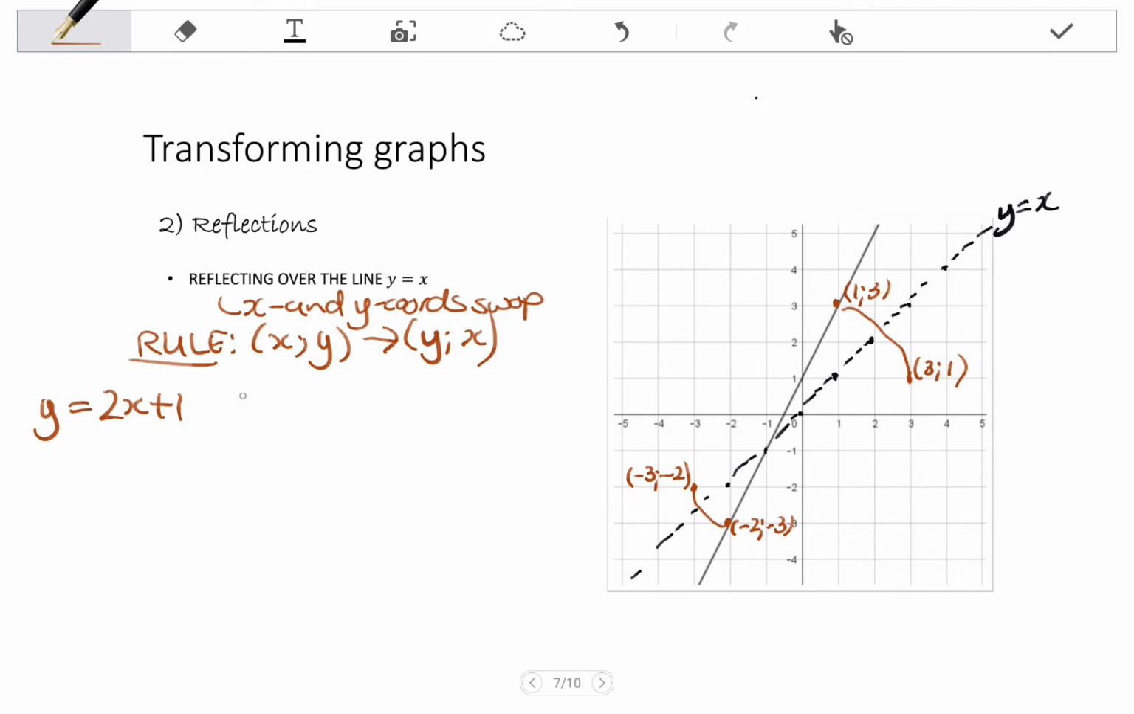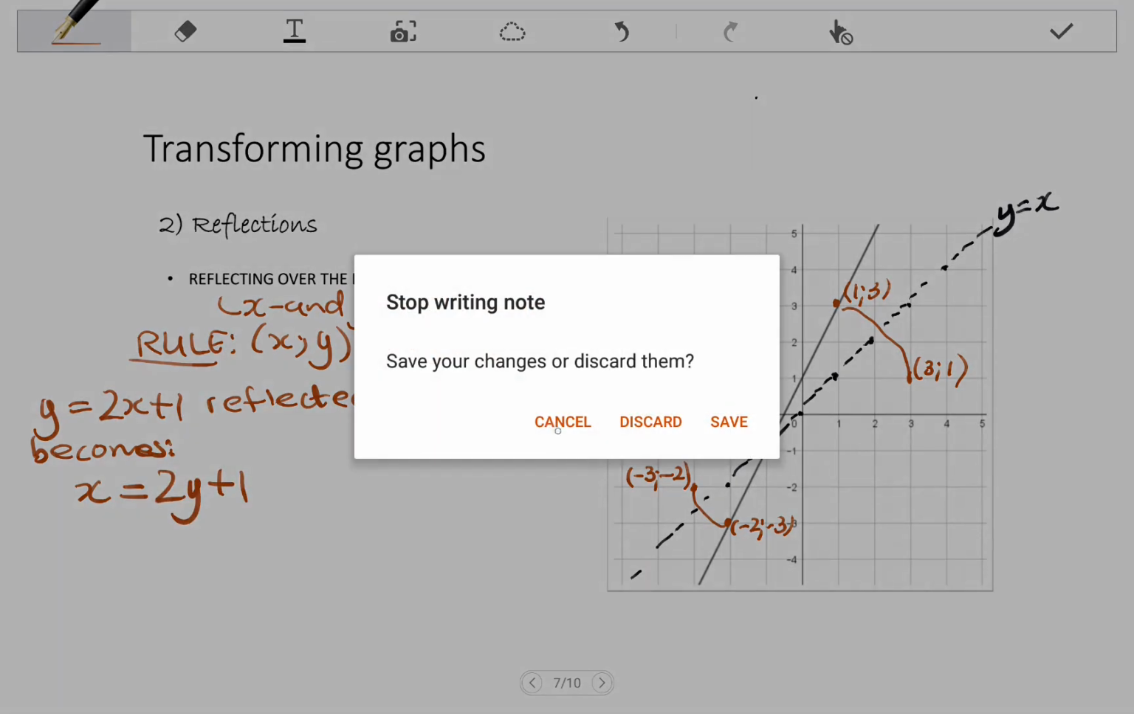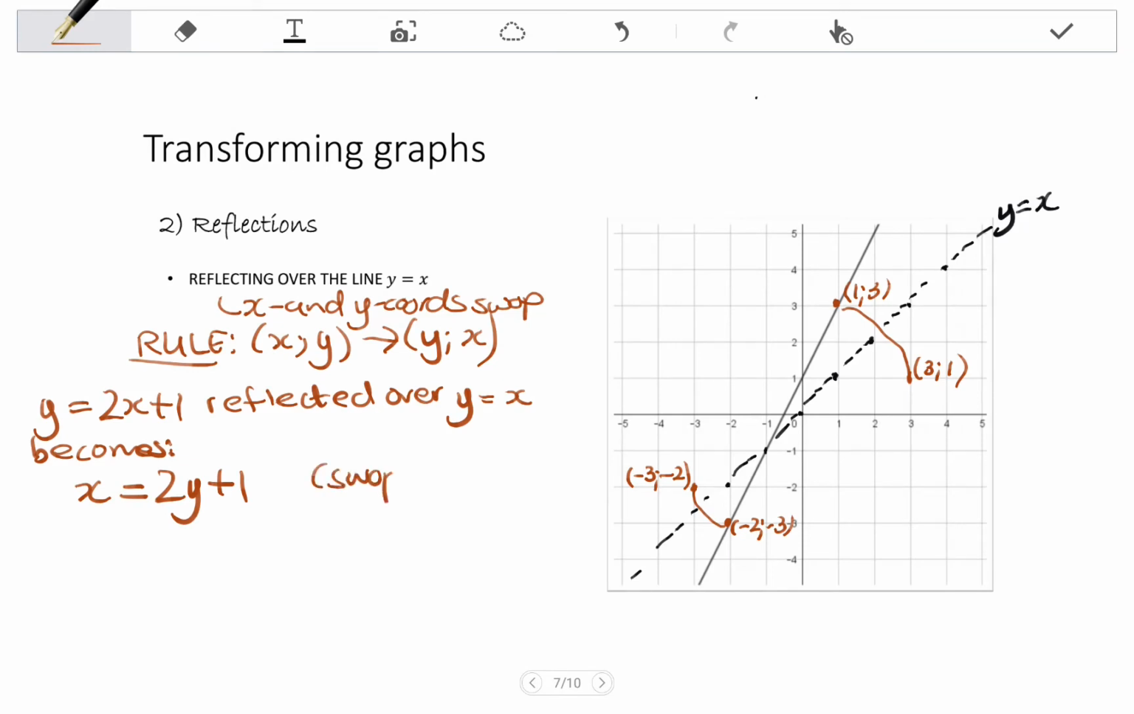So y equals 2x plus 1 reflected over y equals x becomes, okay, now how do we do this? We go according to what happens. The x and y coordinates swap. So I'm literally going to do that. Where I have a y, I have an x, equals. Where I had x, I'm now going to have y. Okay, so swap x and y.